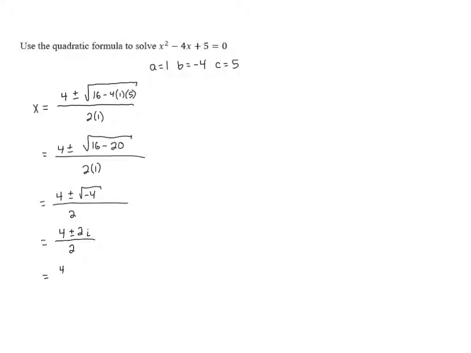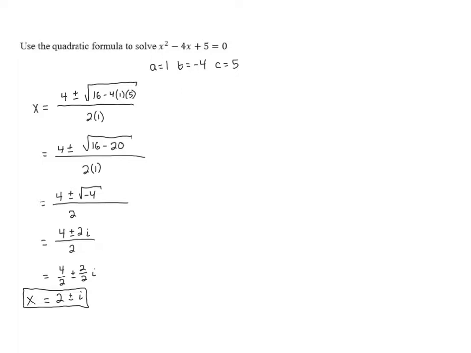We can split this up into two fractions so that we can reduce. We're going to have 4 over 2 plus or minus 2 over 2 times i. And 4 divided by 2 is 2. And 2 halves just becomes 1. And 1i is just i. So in the end, we have x equals 2 plus or minus i, which is our final answer.